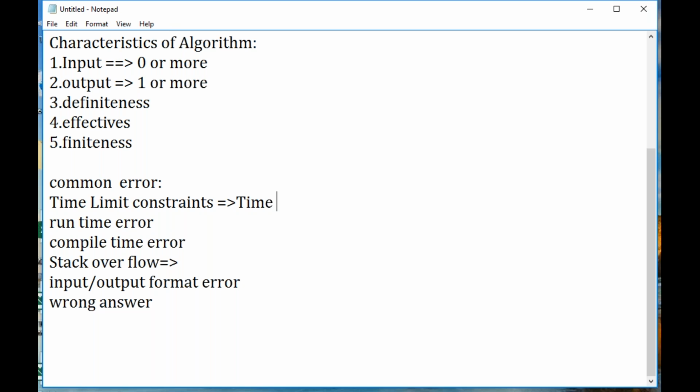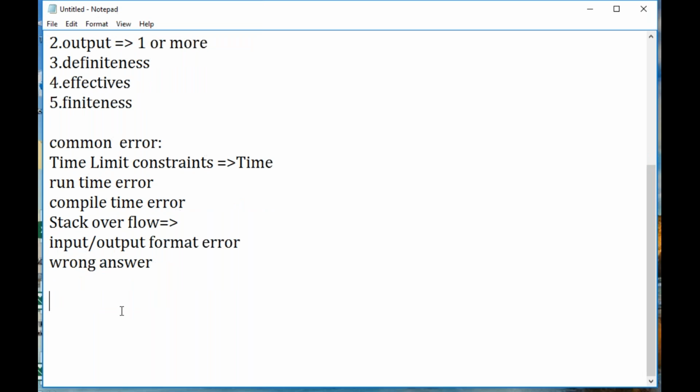If time is exceeding, it is going beyond the time. For example, if we are writing logic for prime numbers, let us assume we are going to write logic for prime numbers. Can you write logic for a prime number?